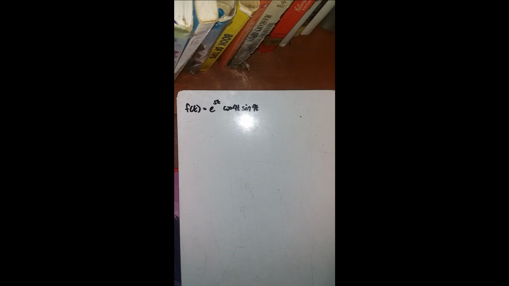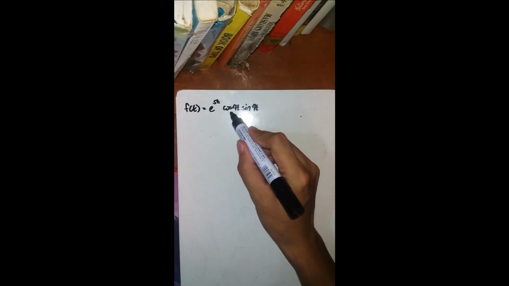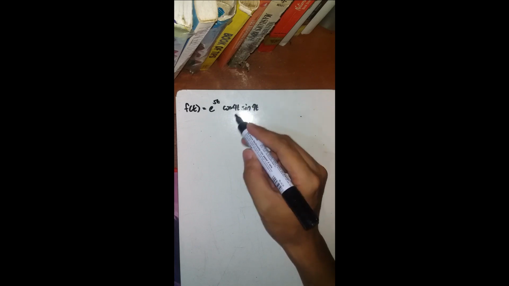Welcome back to the video, and today we're going to solve some properties of Laplace transformation. So first, we have this problem of e raised to 5t cos 4t sine 4t. We can transform this using the trigo identities.